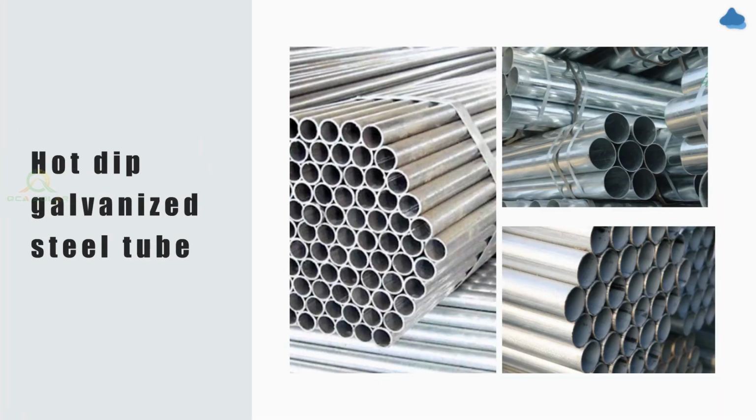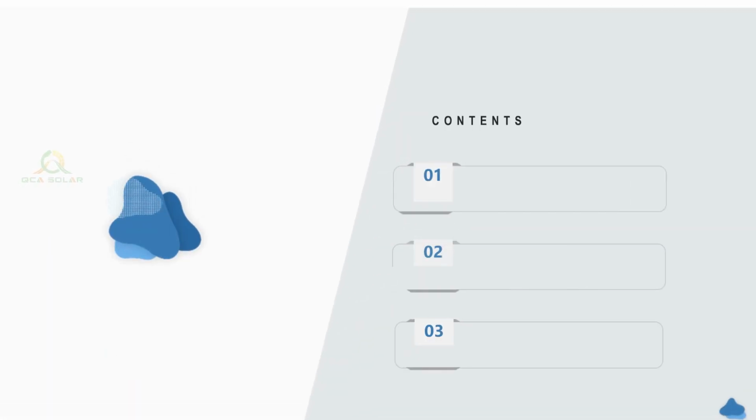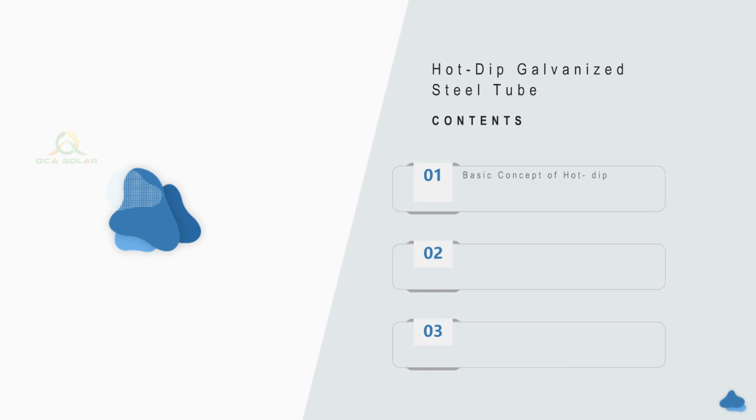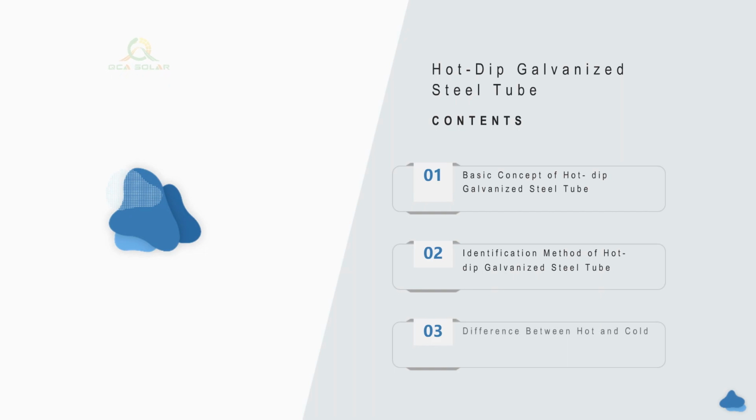Hot dip galvanized steel tube. Hot dip galvanized steel tube contents. 1. Basic concept of hot dip galvanized steel tube. 2. Identification method of hot dip galvanized steel tube. 3. Difference between hot and cold dip galvanized steel tube.